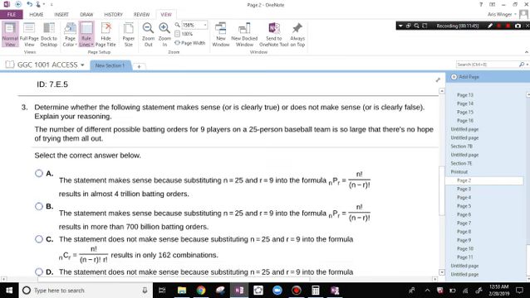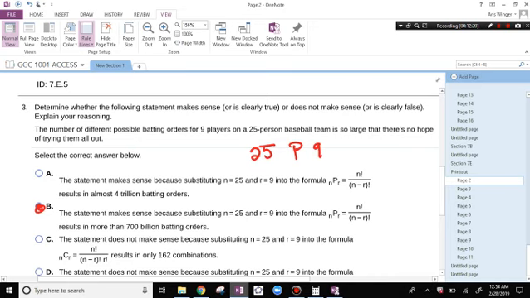Number 3, determine whether the following statement makes sense or is clearly true or does not make sense or is clearly false. The number of different possible batting orders for 9 players on the 25-person baseball team is so large there's no hope of trying them all out. It's a ton, right? So that is going to be B. Let's see why that is. So now, again, just like the swim team, we care about the order. So it's 25 permutations 9.